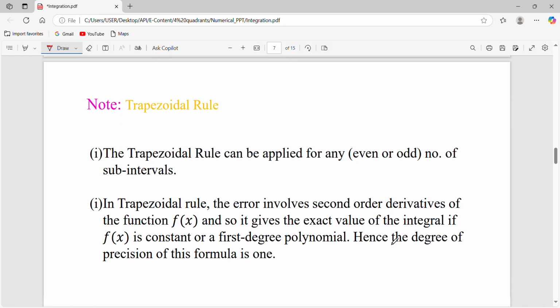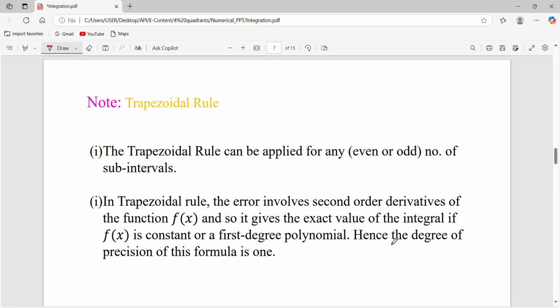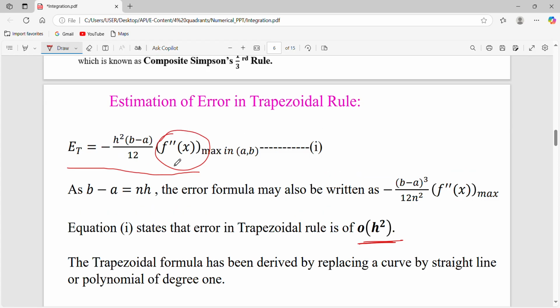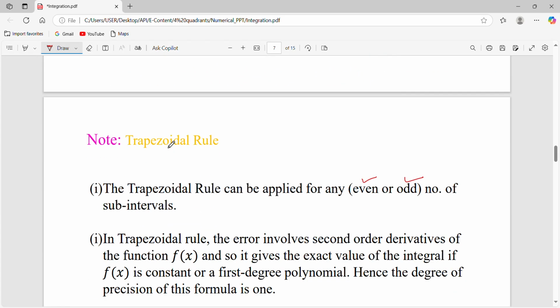Next, there are some notes regarding the trapezoidal rule, which are very important. The trapezoidal rule is applied for any case of subinterval, whether it may be even or odd. On the other hand, just see here, the trapezoidal rule error involves the second order derivative of the function f(x).